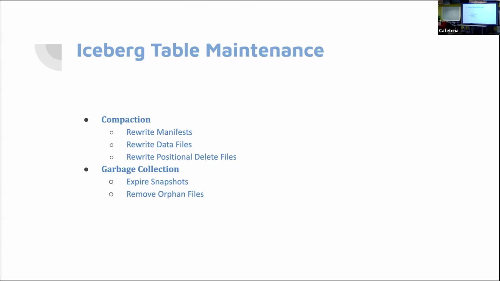So compaction, we have three parts here. So far, Iceberg has three flavors of it. One is called rewrite manifest. The second is data files, and then positional delete files. Garbage collection, again, we have expired snapshots and remove orphan files.